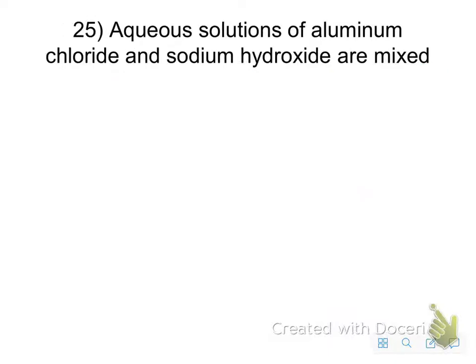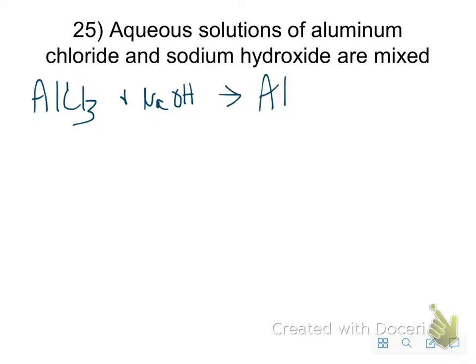Alright. Aqueous solutions of aluminum chloride and sodium hydroxide. AlCl3 plus sodium hydroxide. They swap partners, and I end up with Al(OH)3 plus NaCl. If you're not good at balancing equations or writing formulas for equations, more importantly, then I recommend that you would do some practice this summer, because it's expected that you're coming in knowing how to do that. Alright, so I think that should do it.